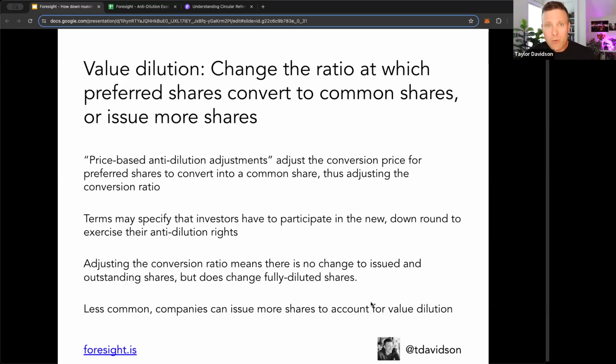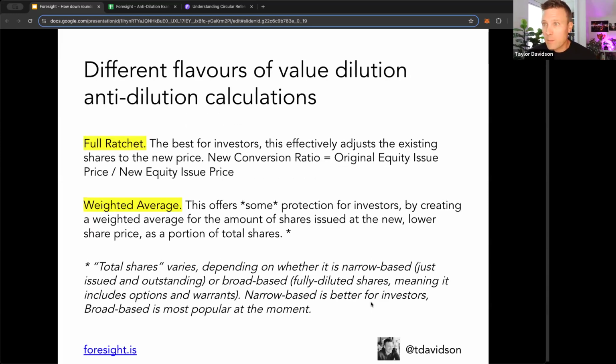There are different ways in which it can be structured, and I've seen innumerable different examples of all of this. Now, we have this concept of ownership dilution and the ways to address it, and value dilution and the ways to address it. And we have 2 different ways to address that: by either adjusting the conversion ratio or issuing new shares. There's an additional layer to this, which is: how do we calculate the impact of it? How do we calculate how many new shares, or how do we calculate the adjustment of the conversion ratio? There are a few different ways to do this.